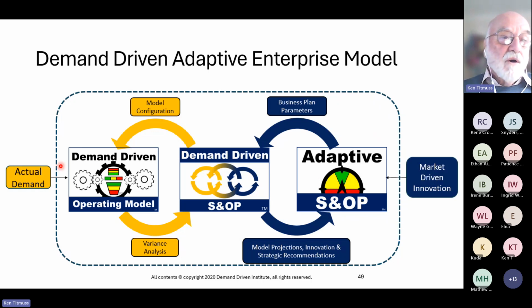So what do we drive the operations with? Actual demands, not forecasts. Yeah, the forecasts are coming in the middle here. And what do we drive our strategy with? Well, basically what we've always driven it with, market-driven innovation. What customers do we want to deal with? What products do we want to manufacture, etc.